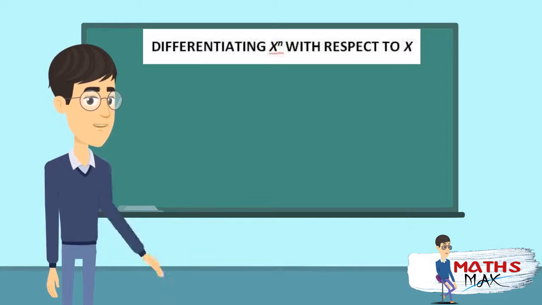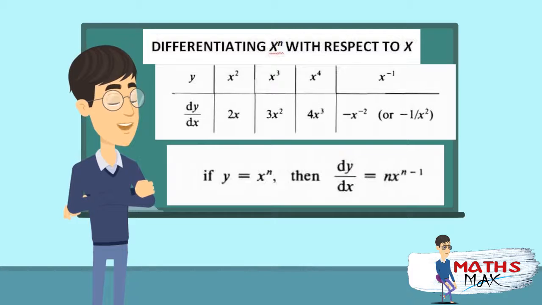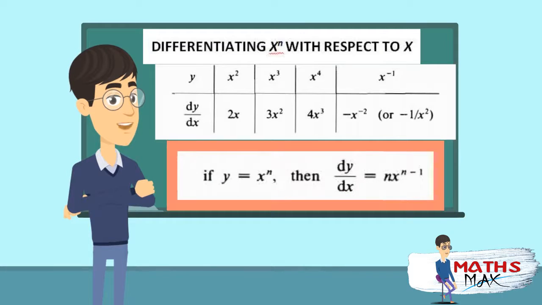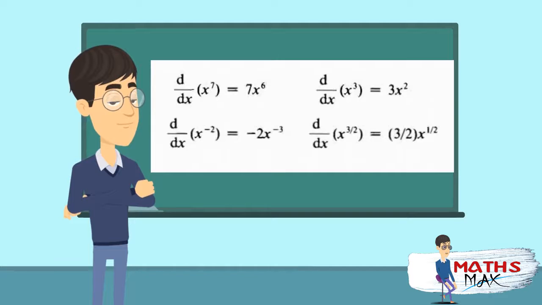Okay. Now, we are going to talk about how to differentiate x^n with respect to x. Look at this table. From this table, it appears that when we differentiate a power of x, we multiply by the power, and then reduce the power by 1. So, if y equals x^n, we can get an equation like this. Remember this equation. It is easy to apply, and makes the task of differentiating a power of x very much simpler. Now, see some examples.